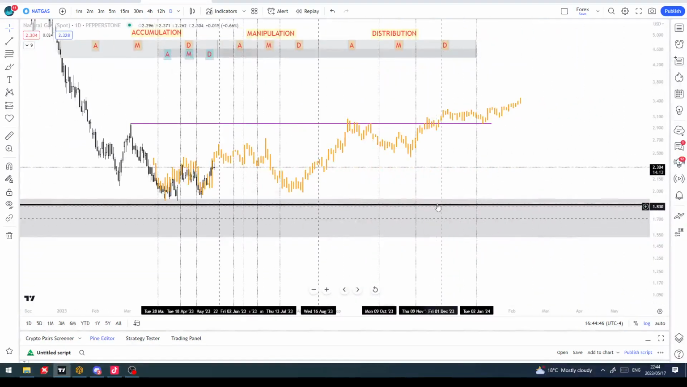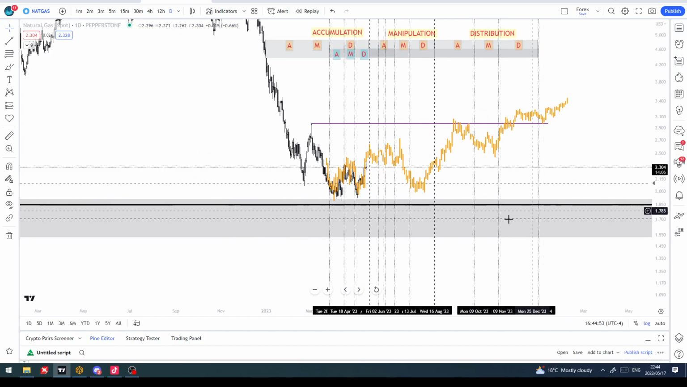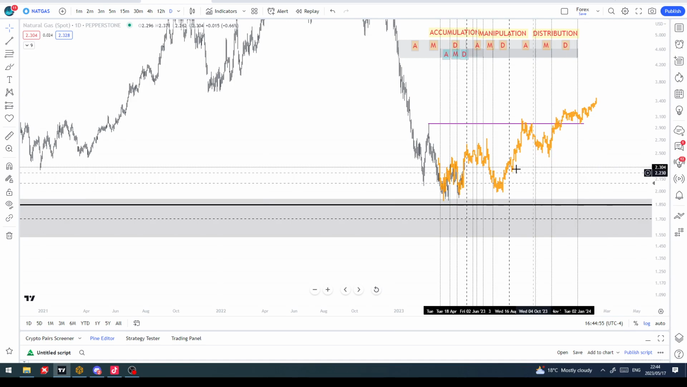Set some alarms. Let's set some alarms around 210. Why not? Yeah, and we wait on that one.